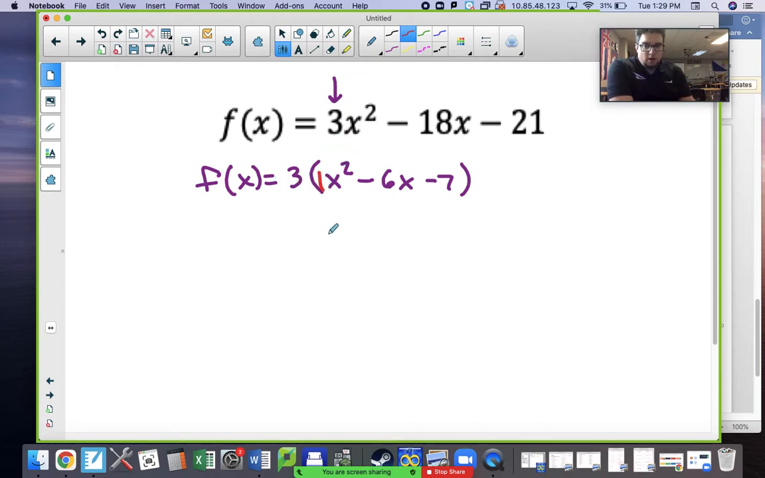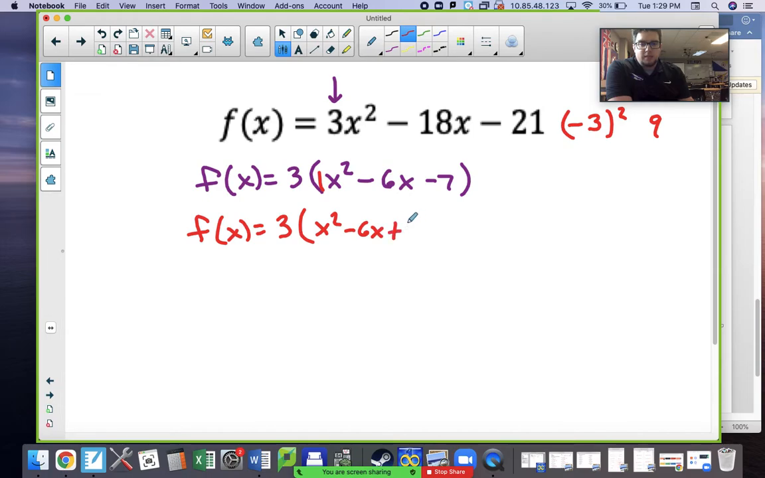Now that we have a 1, we're going to complete the square. Half of b is negative 3. We square it and get 9. So our function now says 3 times, x squared minus 6x plus 9, subtract the 9, subtract the 7, end parentheses. So we have now created our trinomial we're going to factor right there.